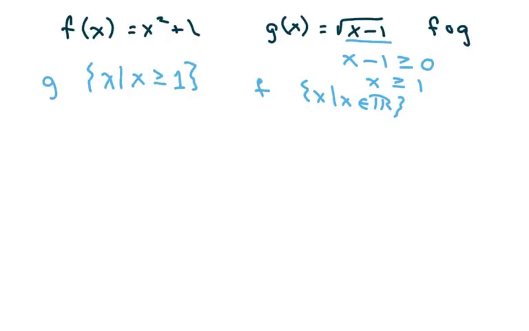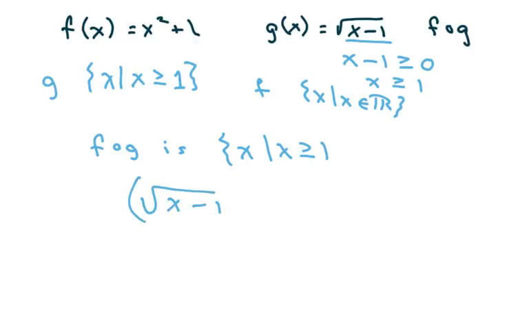Therefore, when you compose it, you're just looking at your g, your inner function, x such that x is greater than or equal to 1. And of course, if we did compose it, we would have square root of x minus 1 squared plus 1. And even though this is going to cancel out, you still have to consider that when you're doing your domain.